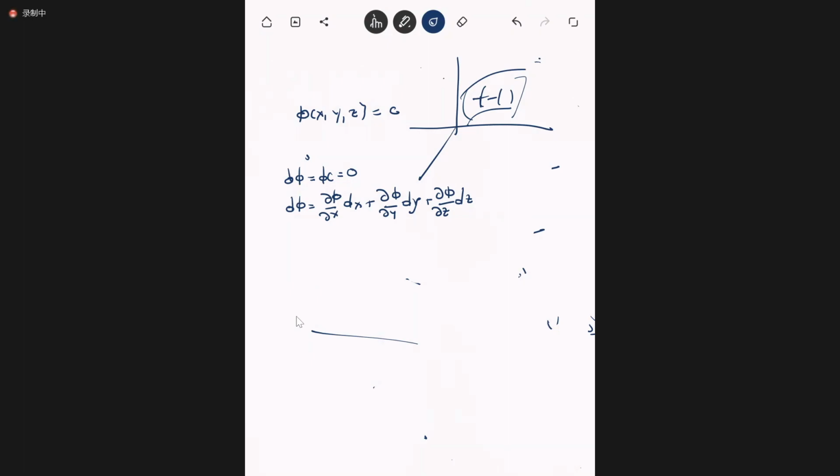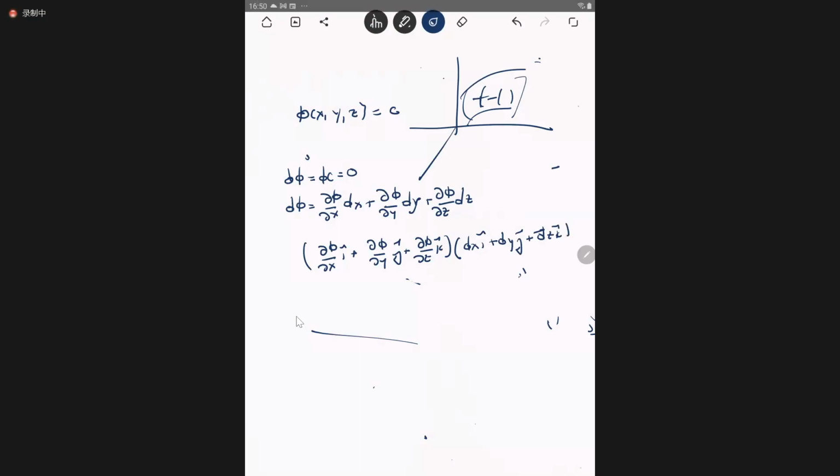Now, this thing I can actually write differently as well. I can write it as partial of phi with respect to x times i, partial of phi with respect to y times j, plus partial of phi with respect to z times k, and then in parentheses dx times i plus dy times j plus dz times k. This expression over here, we call it the gradient. And this is basically dr, and dr is what they call the position vector.